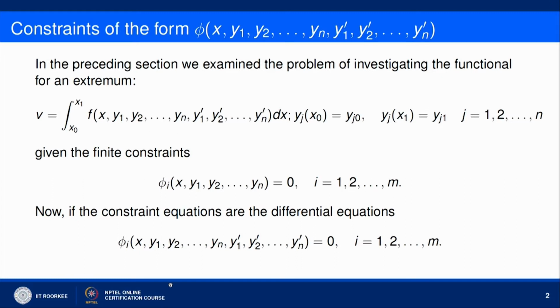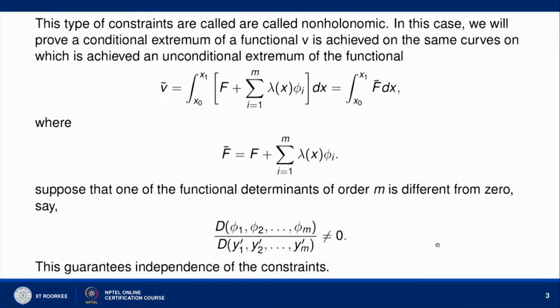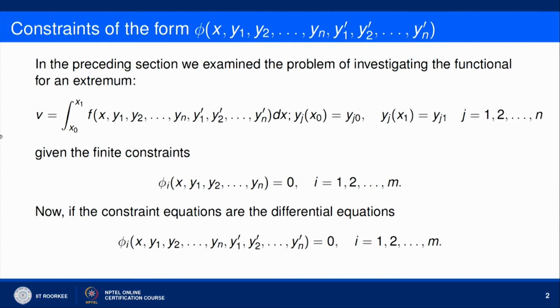But now let us consider, in place of the finite constraint, a set of differential equations. So here the constraints are a set of differential equations phi i of x, y1 to yn, y1 dash to yn dash equal to 0 for i equal to 1 to m. Here m is strictly less than n. This type of constraint is called non-holonomic, and the constraint defined earlier is known as holonomic. So this we call the holonomic constraint and this we call the non-holonomic constraint.